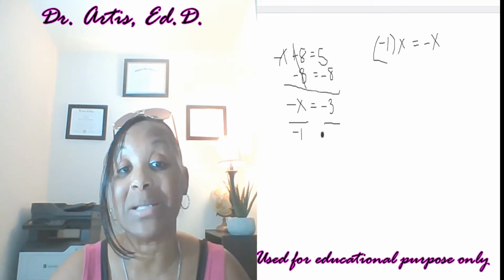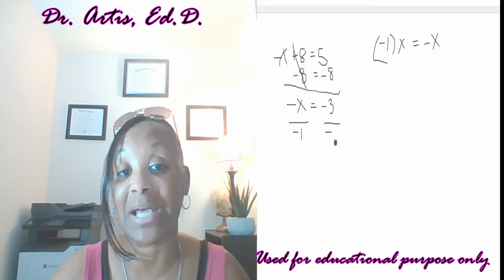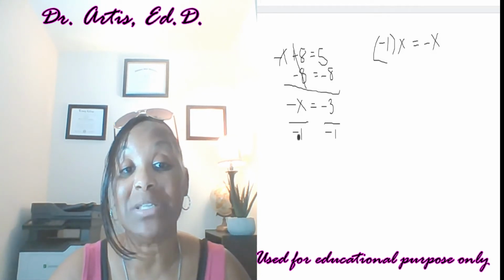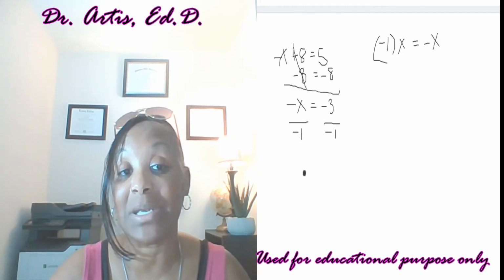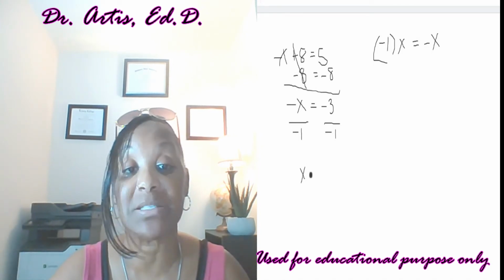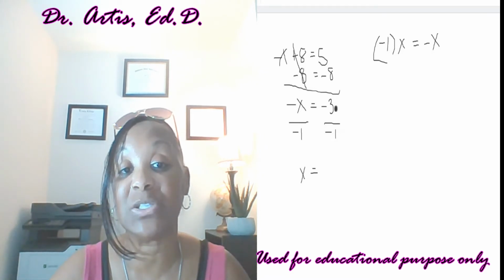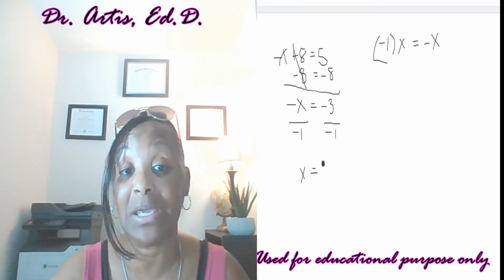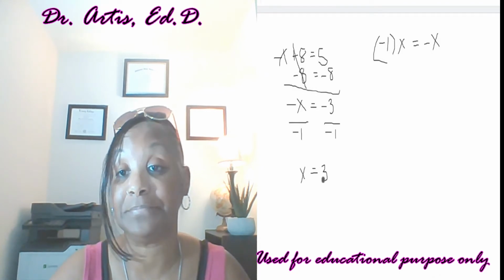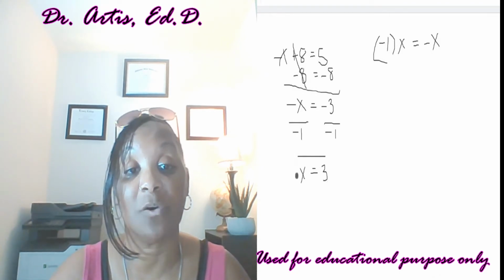What we do on one side, we must also do on the other side. So keep that in mind. When we divide a negative into a negative, that gives us a positive x. That leaves us with a positive x. And then a negative 1 into a negative 3 gives us 3. All right, so for number 2, we have 3.